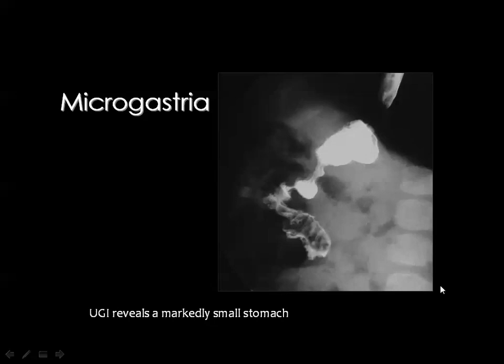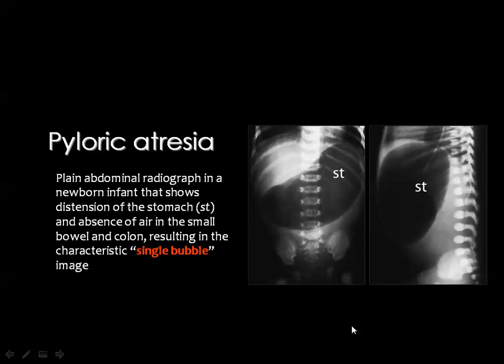Then microgastria means that the stomach is very, very small compared to the esophagus and to the duodenum. And this is one of the findings that can be seen in the clinical practice. Pyloric atresia, meaning that the outlet of the stomach is atretic.